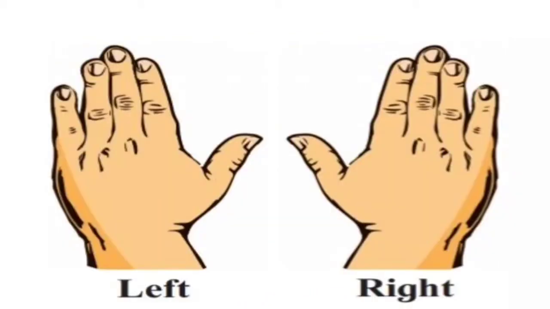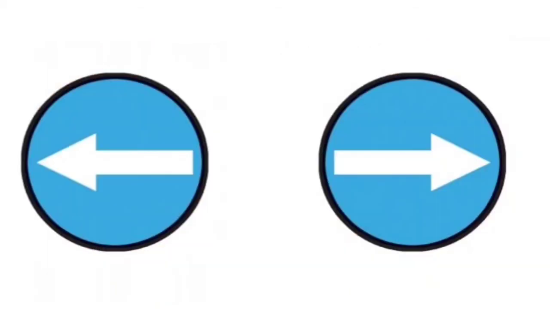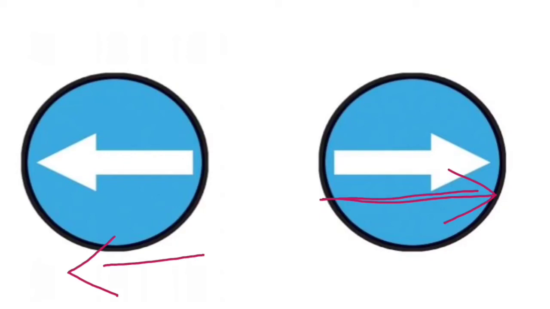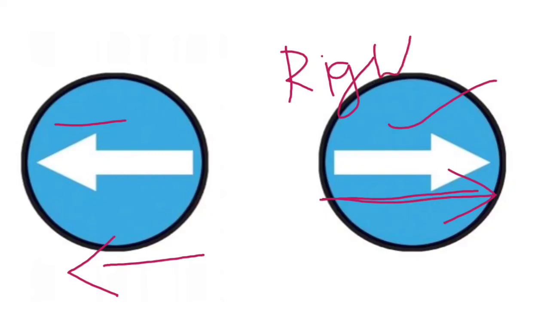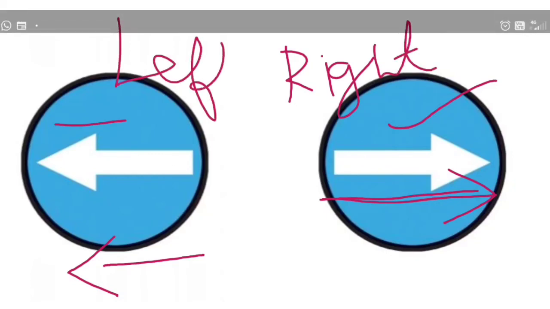See the next picture. This is our right hand and this is our left hand. We eat with our right hand. Understood? This is our right hand. This arrow is showing right and this arrow is showing left. Right, left. Right, left.